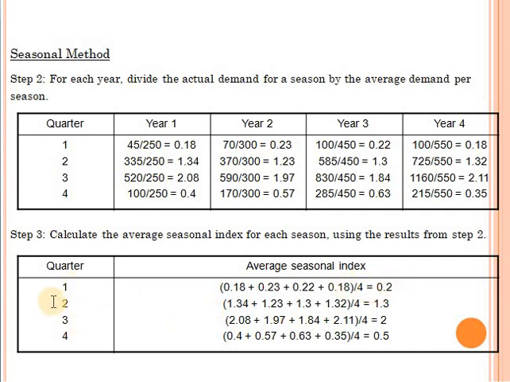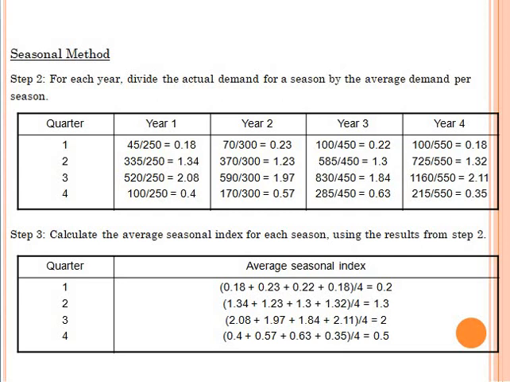Now, for the second quarter, I will be doing the same. I will be looking here at those values. So I will take this value, 1.34 plus 1.23 plus 1.3 plus 1.32. I got these 4 values and I divide them by 4 because I have 4 of them. So this is the seasonal index for the second quarter. Same is done for quarters 3 and 4. We take those values for 3, get the summation and divide by 4. Also, sum up the values here and divide by 4. So I got the average seasonal index for all of the quarters.